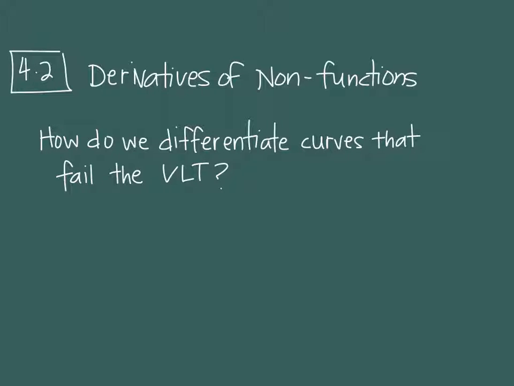If it's called a function, the implication is that it passed the VLT. And the implication is then that you should be able to get y by itself and take the derivative using the product rule, quotient rule, power rule, chain rule. The word curve is used intentionally, and the word curve implies that it does not pass the VLT somewhere, and it's not possible to get y by itself. And so we need something called implicit differentiation.